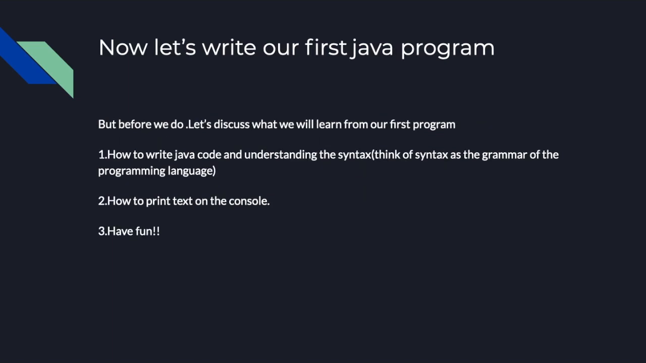Now, let's write our first Java program. But before we do this, let's discuss what we will learn from our first program. We'll learn how to write Java code and understand the syntax, which is basically just the grammar of the language, because as we speak, there's grammar, there's certain things we should be doing, certain ways we should be speaking, and how to print text in the console, which to me is amazing. It's the first thing we do in programming, isn't it so great? And we're gonna have some fun.